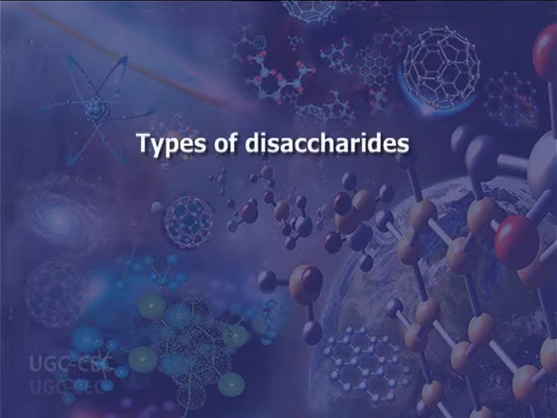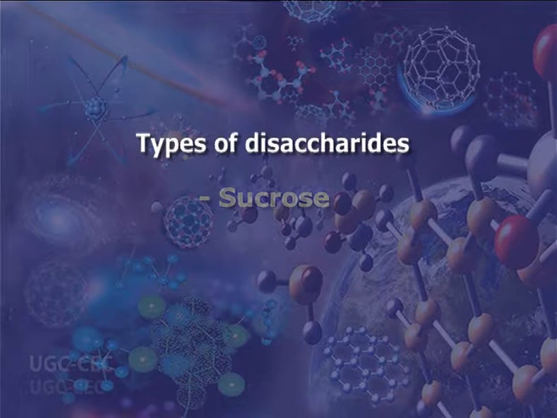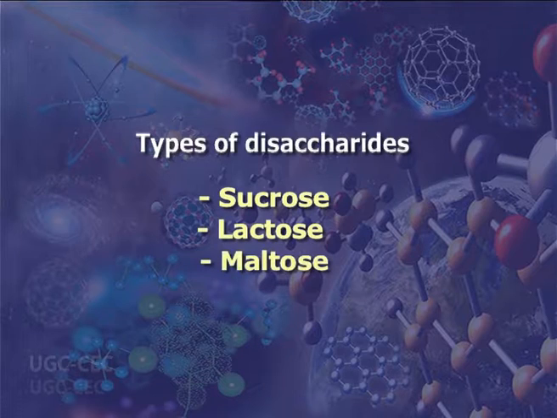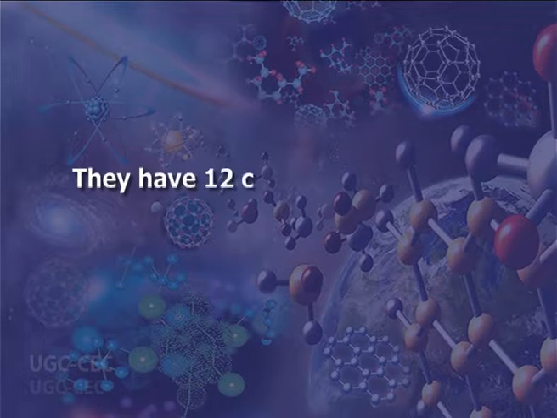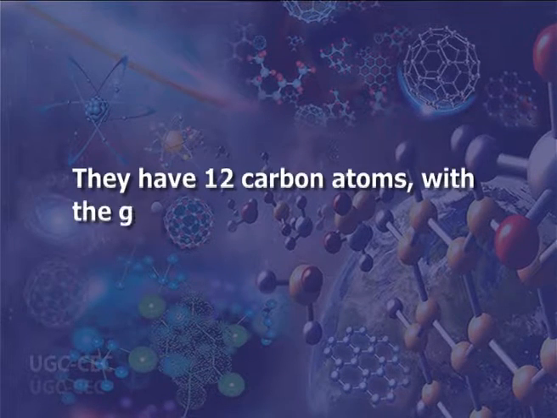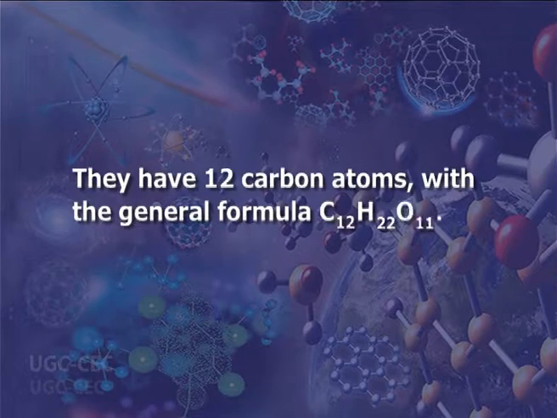The most common types of disaccharides are sucrose, lactose, and maltose. They have 12 carbon atoms with the general formula C12H22O11. The differences in the disaccharides are due to atomic arrangements within the molecule.